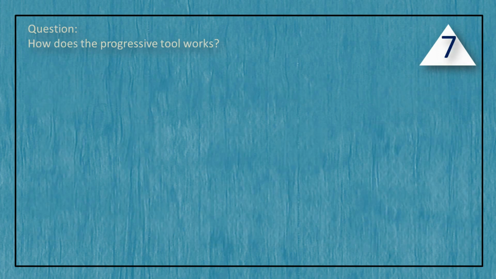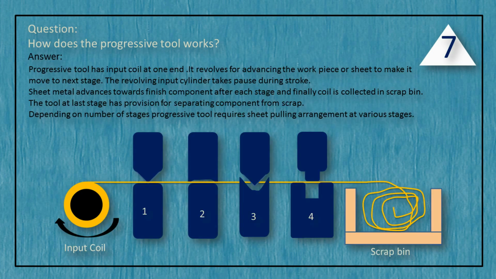Question. How does the progressive tool work? Progressive tool has an input coil at one end. It revolves for advancing the workpiece or sheet to make it move to the next stage. The revolving input cylinder takes a pause during the stroke. Sheet metal advances towards the finished component after each stage and finally the coil is collected in the scrap bin.